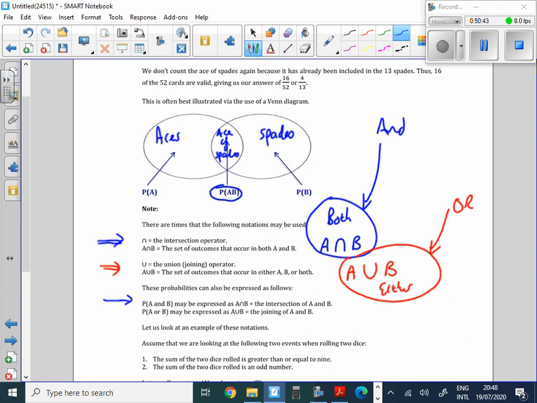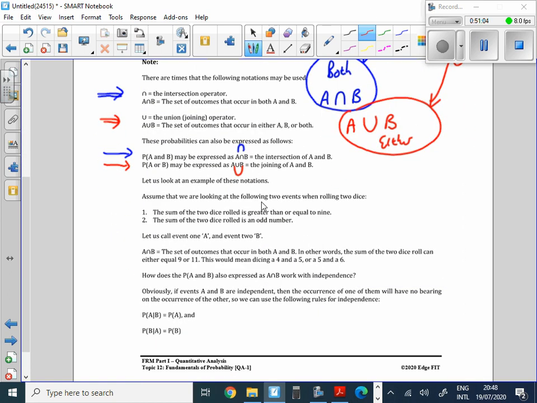P(A and B), the probability of A and B happening, I use the intersection operator, and the probability of A or B happening, I use the union or the joining operator. That's it. Let's have a quick look at an example over here.